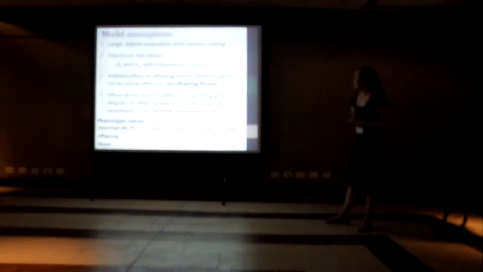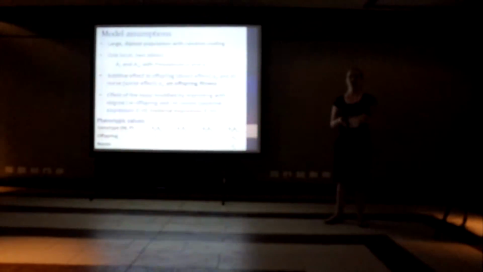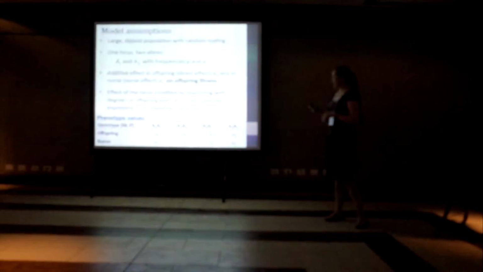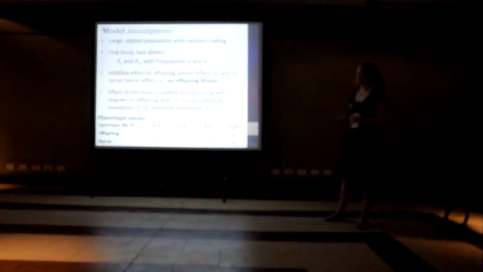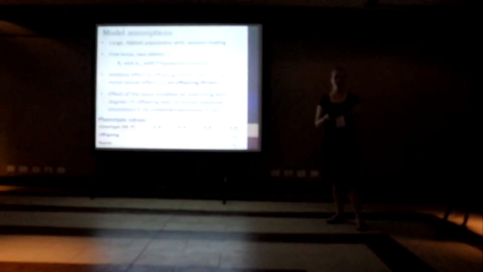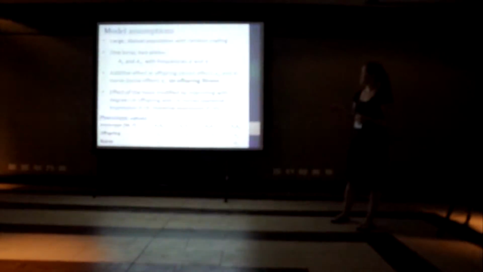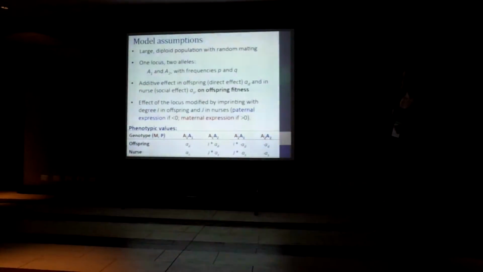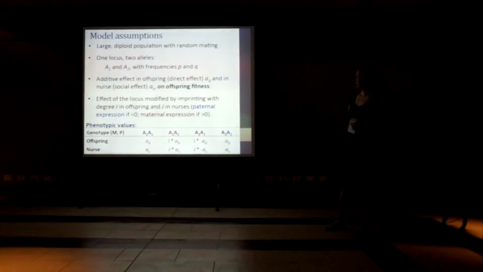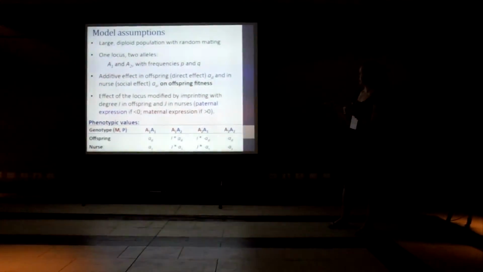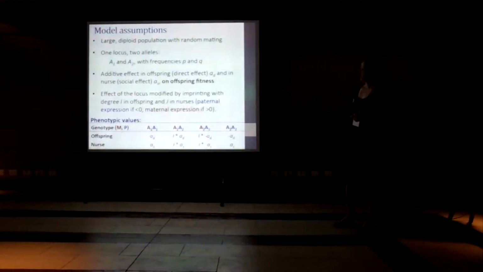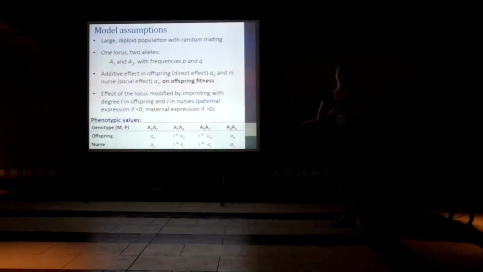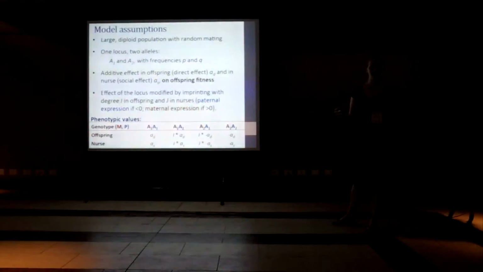So the assumptions of our model: we're assuming a large randomly mating population, we're assuming a single locus with two alleles, we are assuming that this locus has an additive effect in offspring and also in the nurses with whom they're interacting in the nest. Crucially, the effects we're interested in are, in both cases, effects on offspring fitness. So in the case of the offspring, we're looking at the direct additive effect of the locus on the offspring's own fitness, and in the case of the nurse, the additive effect of the nurse's genotype on fitness of the offspring, presumably mediated through a similar trait in the nurse.